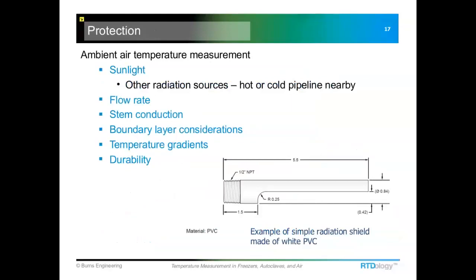And then ambient air temperature. Now, again, we have the really slow response time issue with this. We also need to look at radiation sources, whether it might be from sunlight or if you've got a heater inside a building or a pipe that's got a hot fluid in it or a cold fluid. Those things can affect a temperature probe.